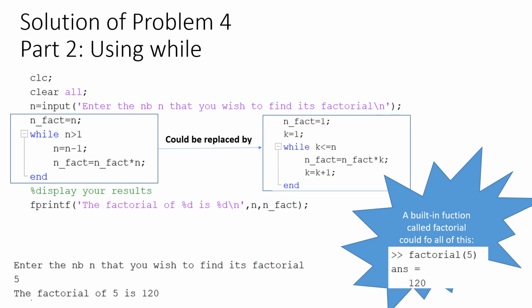Of course guys, there is a built-in function called factorial, where you can only specify n as the input of this factorial, and you will have the output as 5 factorial or n factorial.